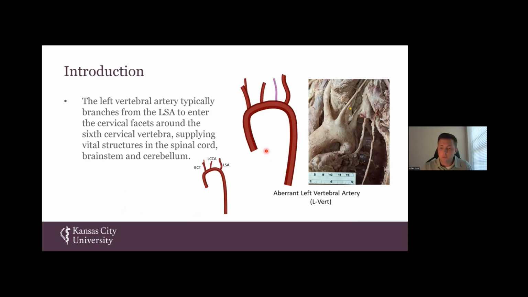The next variation that we'll talk about is an aberrant left vertebral artery. And so the vertebral arteries, both left and right, are branches off of the subclavian arteries. And they're responsible for supplying structures including the spinal cord, brainstem, cerebellum, and even the posterior aspect of the brain. So in this variation, instead of being a branch from the left subclavian artery, the left vertebral artery branches directly from the aortic arch and travels superiorly up into the neck region.